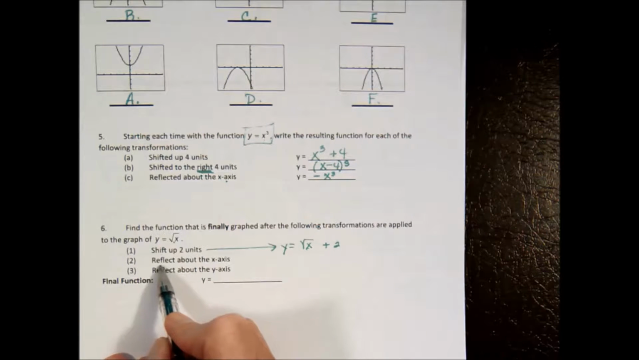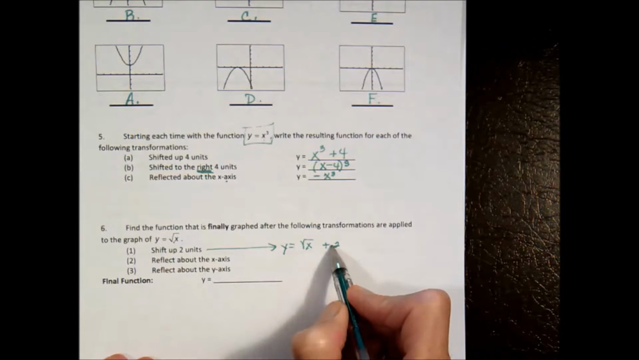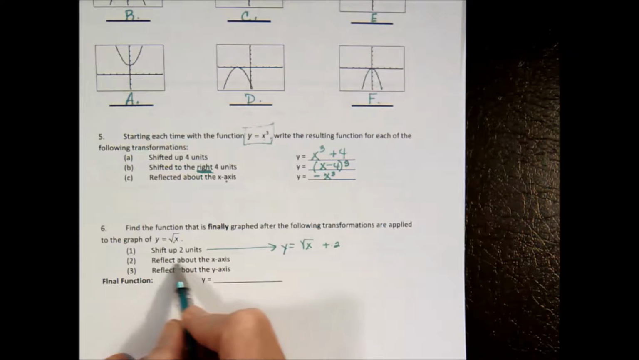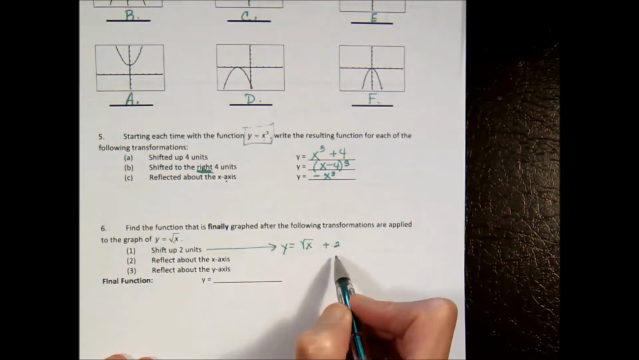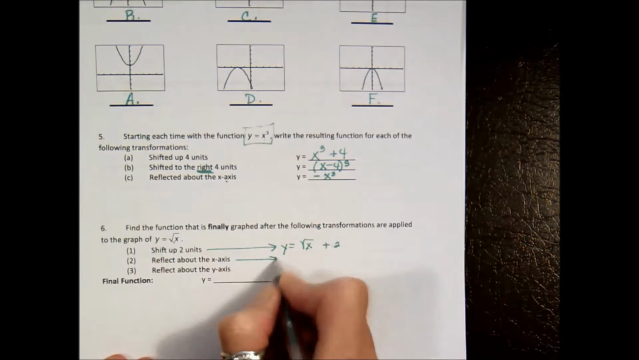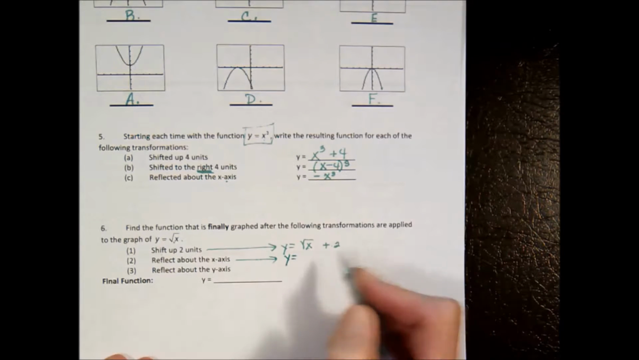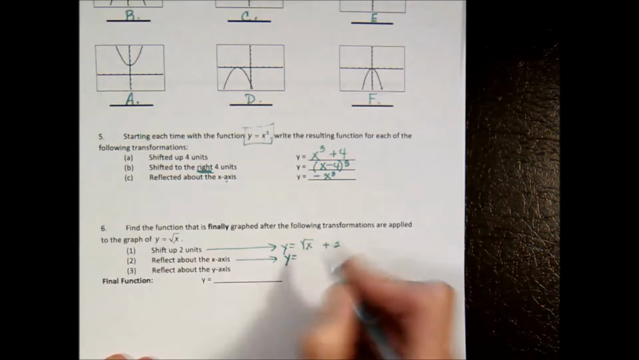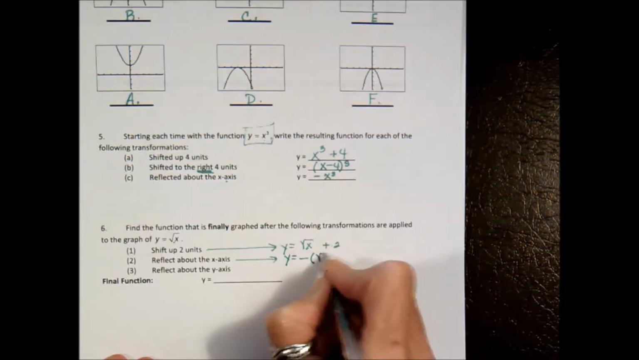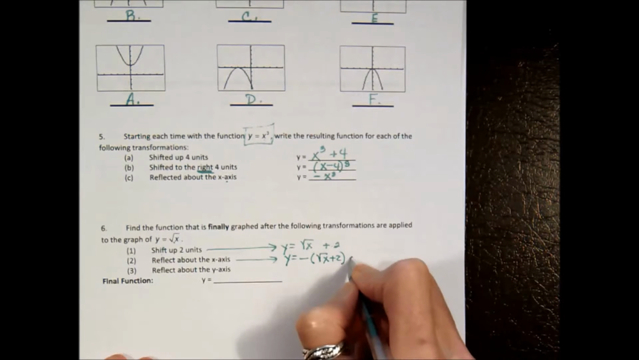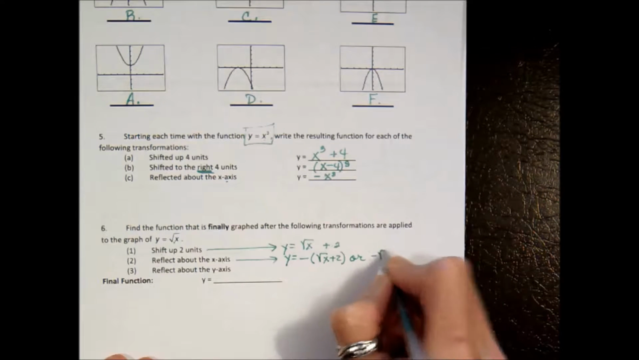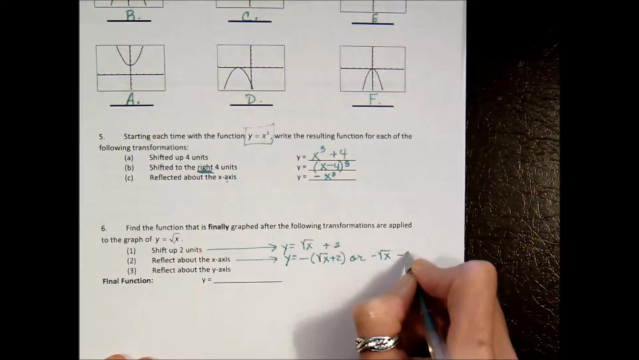Next, we want to take this and reflect it across the x, meaning the whole thing gets the negative applied to it. Now, this is where you have to be careful. The negative is applied to the whole right-hand side. So negative square root of x plus 2, you can leave it like that, or you can distribute it, which would be negative radical x minus 2.